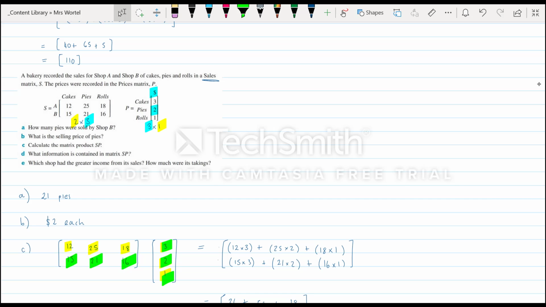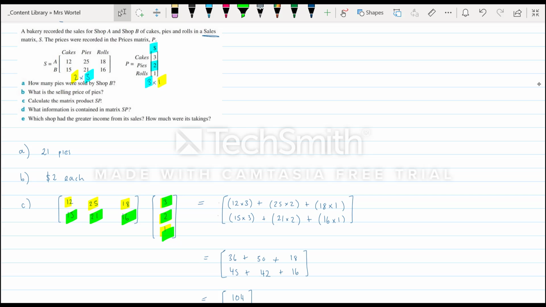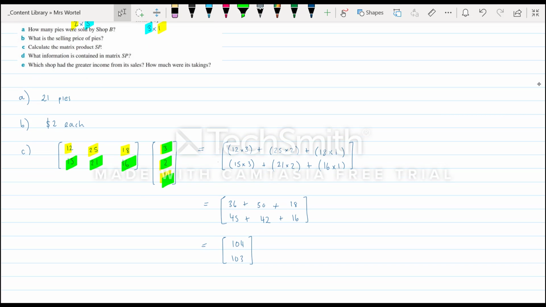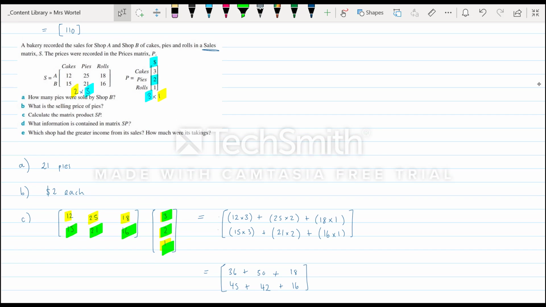What information is contained in matrix SP? So this is the important bit. We need to know what we actually just worked out. So let's have a think. We multiplied our sales matrix by the cost of each item. And we've ended up with two different rows here and just a single element in each of those rows, so only one column. So when we did our first row, we multiplied everything from shop A by their individual prices. So that should have given me the total if I added up everything I made from the sales of the cakes, the pies, and the rolls.